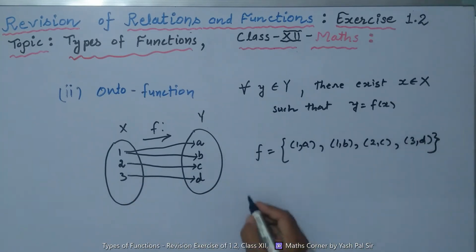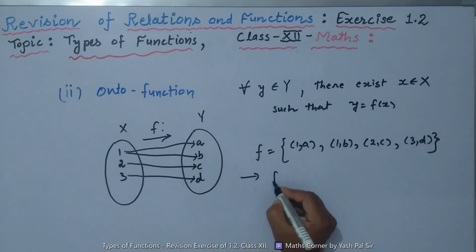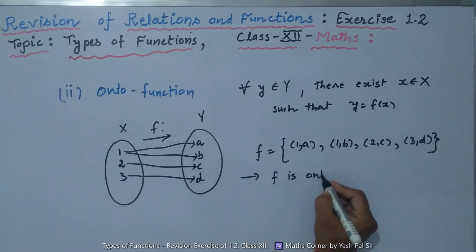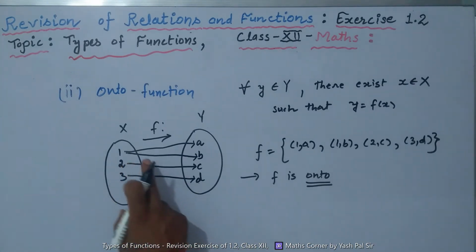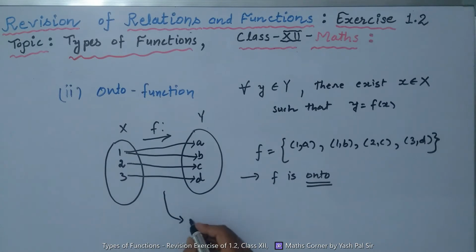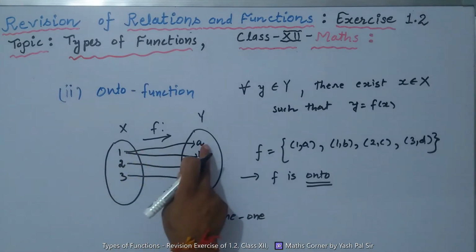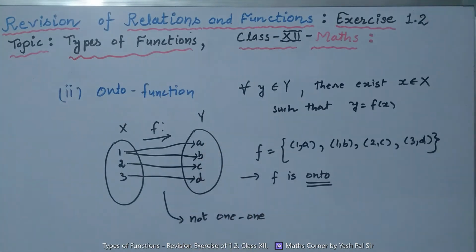If this is possible, then we say that f is an onto function, onto or surjective. We also name this a surjective function. So no doubt this function is not 1-1. Why is this not 1-1? Because the image of 1 is a, the image of 1 is also b. a is not equal to b, but 1 is equal to 1. But this function is an onto function.